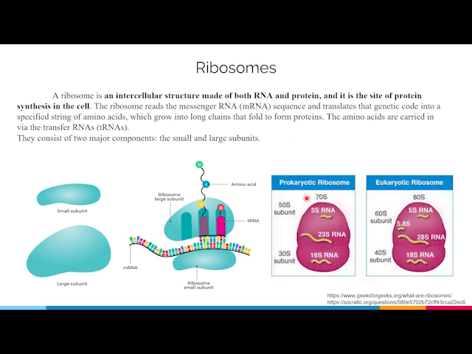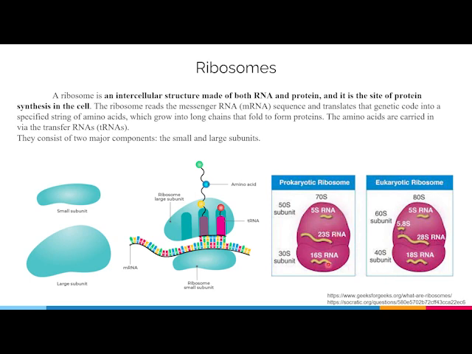Another distinction I want to make right here is that between prokaryotic and eukaryotic organisms, the ribosomes are actually different. In prokaryotes, ribosomes are 70S ribosomes, and in eukaryotes, they are 80S ribosomes. The entire thing is 70S. The larger subunit in the prokaryotic one is the 50S subunit, and the smaller is the 30S subunit. In the eukaryotic, it is the 60S and the 40S.